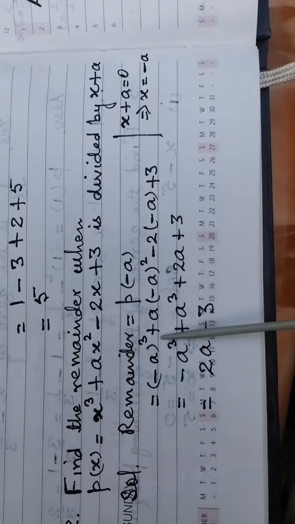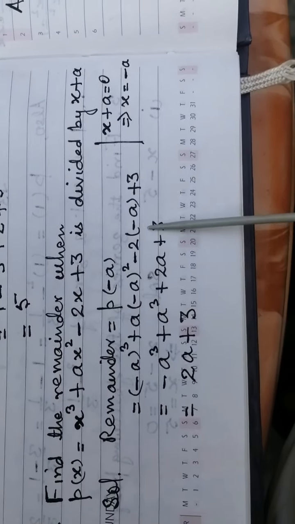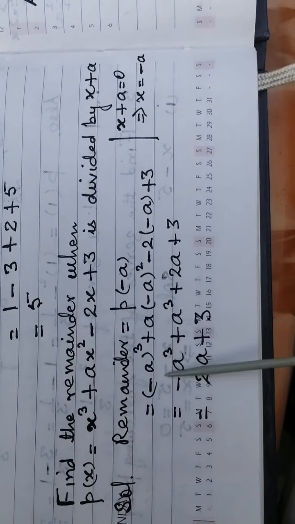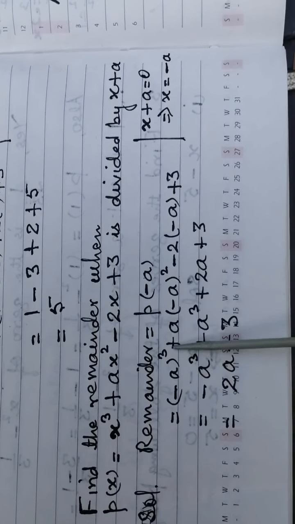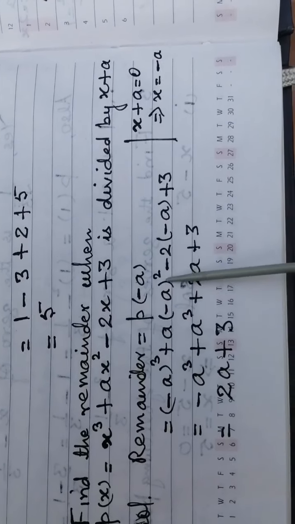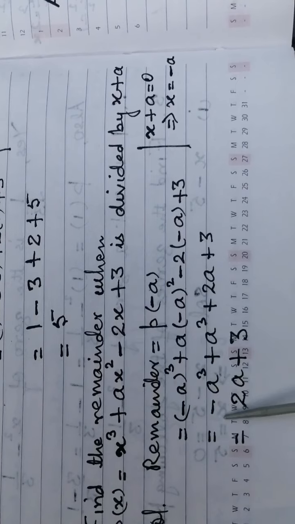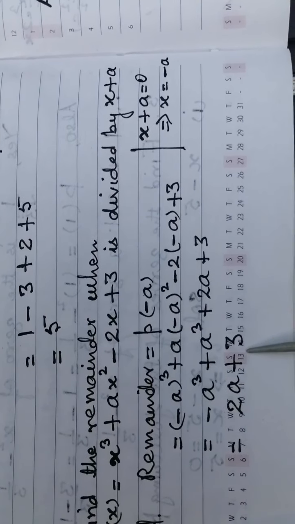So cube of minus a plus a into square of minus a minus 2 into minus a plus 3. So simplify this. Cube of minus a will be minus a cube. Square of minus a is a square, so a square into a will be a cube plus 2a plus 3. So they get cancelled. So remainder is 2a plus 3.